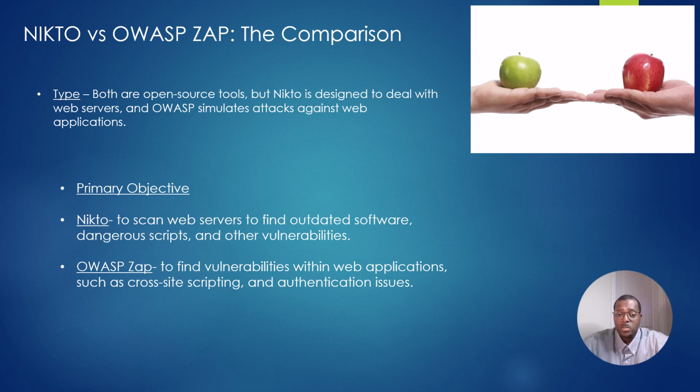The primary objective of Nikto is to scan web servers and find outdated software, dangerous scripts, and other vulnerabilities. OWASP ZAP is designed to find vulnerabilities within web applications, such as cross-site scripting and authentication issues.